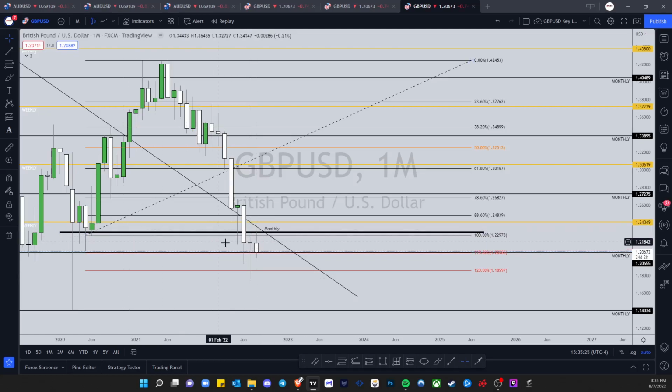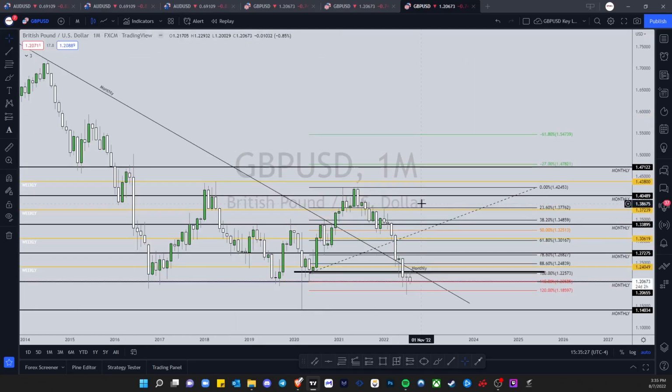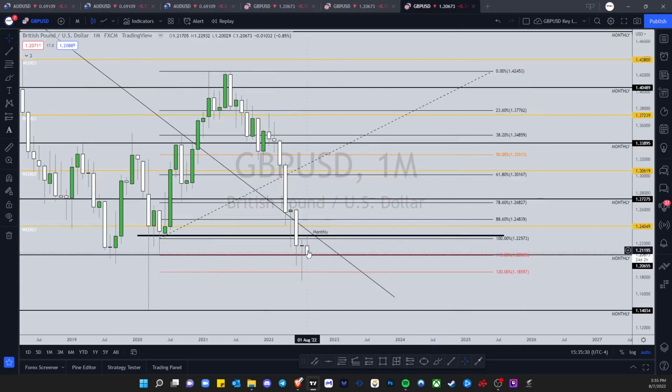So has structure broke yet on the monthly time frame? No, because this candle is still active. Still got 24 days left, right? So until this candle closes bearish, right here is still technically on a support level, right? So until you got two candle closes below that support level, technically this is still 100% retrace. So we're just waiting to see what happens in this month, right?